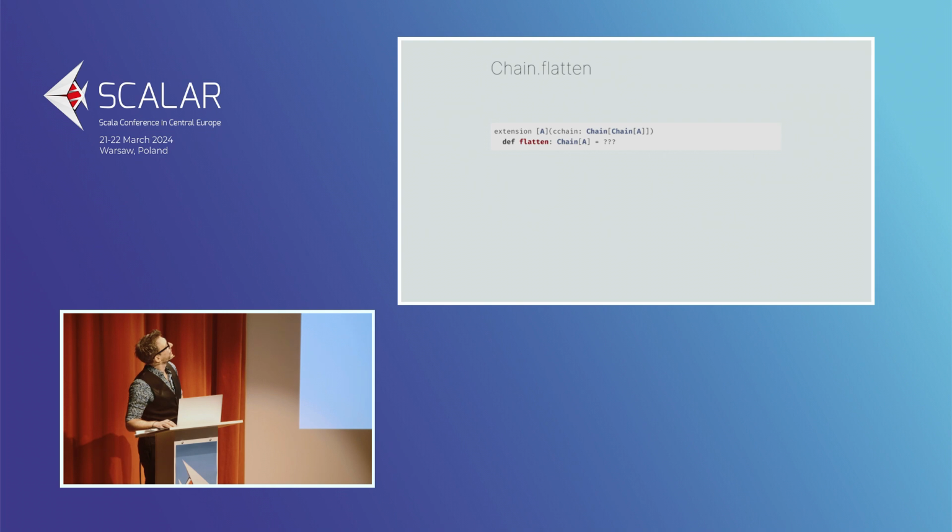Flatten is easy enough. We have a chain of chain of A. That's a sum type. We're going to deconstruct it. The done case, we have a chain of A, want a chain of A, literally nothing to do. We can just return that.